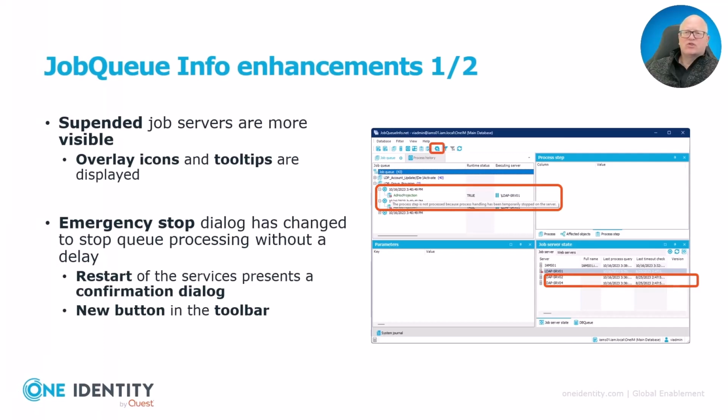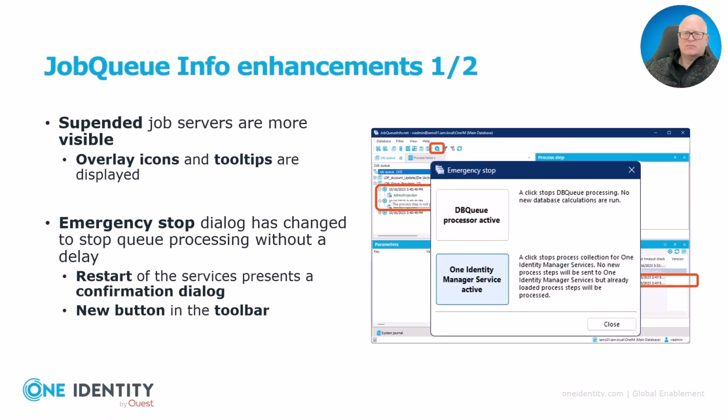Another change happened to the job queue info enhancements. You can see that here. First of all, suspended job servers are now more visible. Therefore, overlay icons and tooltips now exist so that in the list you can easily see if a job server is suspended or not. You can see it directly here. Additionally, there is the emergency stop, which was completely reworked. It's now easier to handle. It works immediately. You hit one button, the system turns off. But if you then reactivate the queue processing, you will get a selection box where you can decide what should be stored at the end.